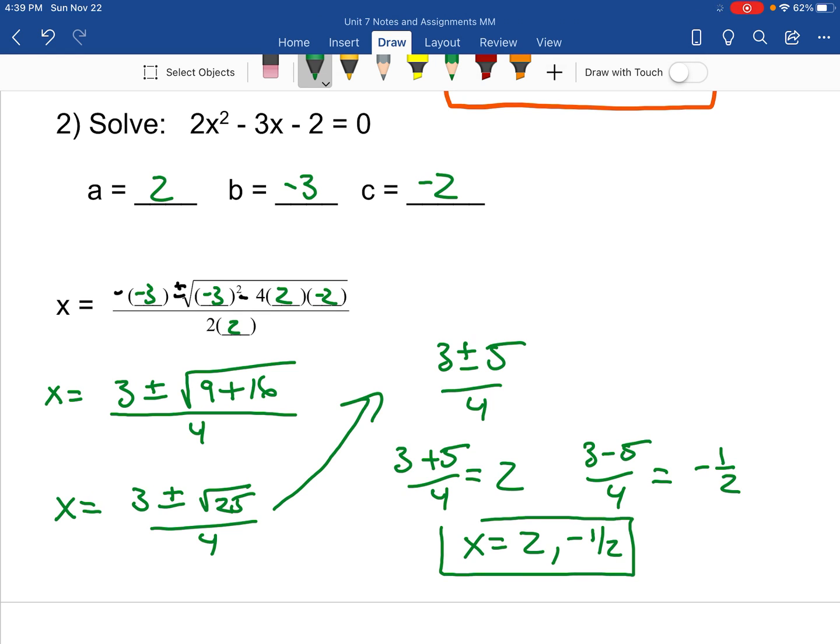2 answers. Okay. And remember what that means. This is a quadratic. If we were to graph it, it's a parabola. So it would cross the x-axis at 2, and it would cross at negative 1/2. And since it's a positive, we know that that parabola would be facing up and would have x-intercepts or roots at positive 2 and also negative 1/2.